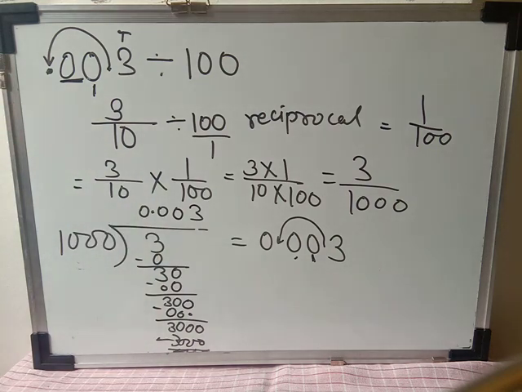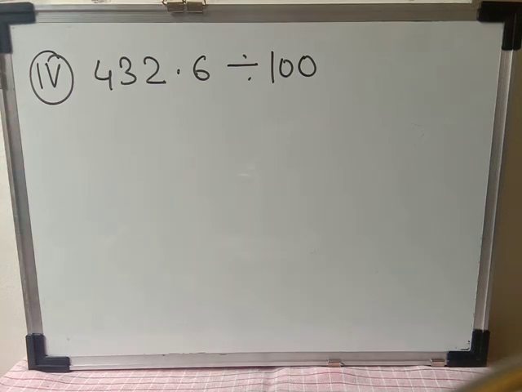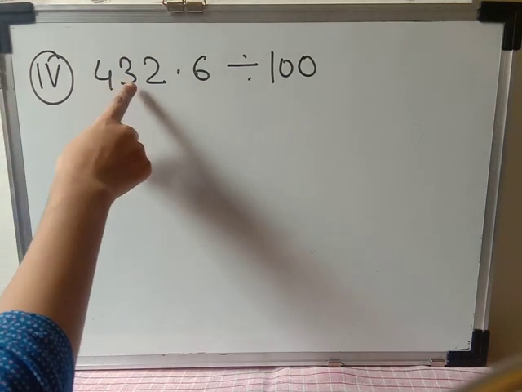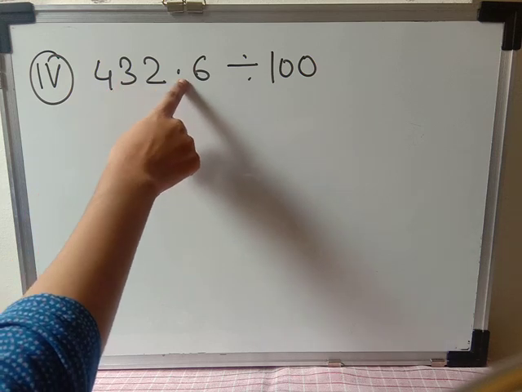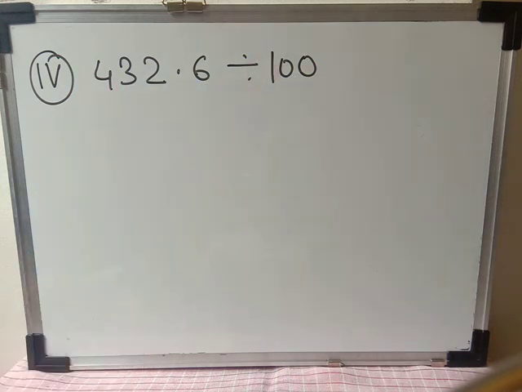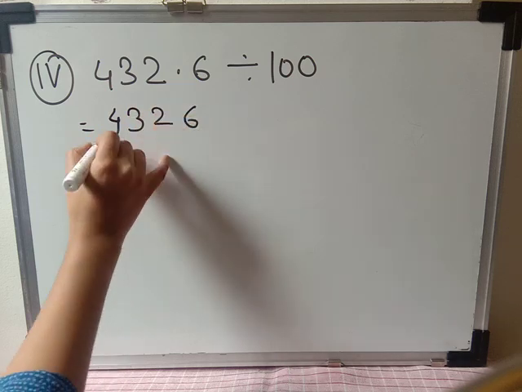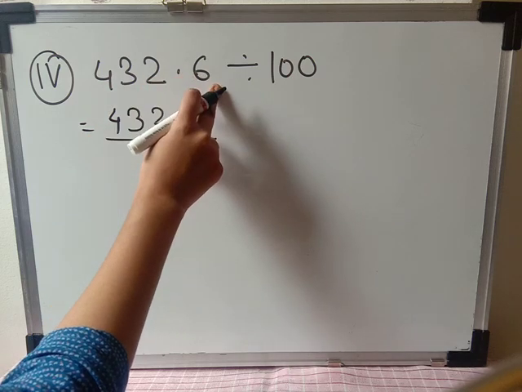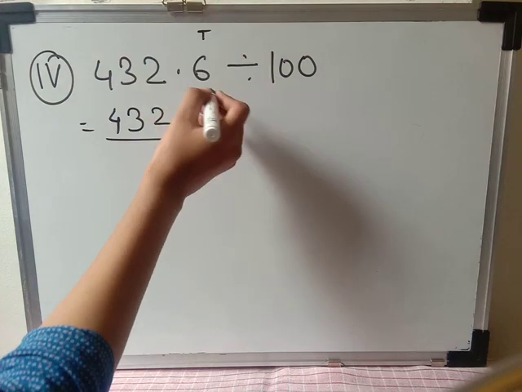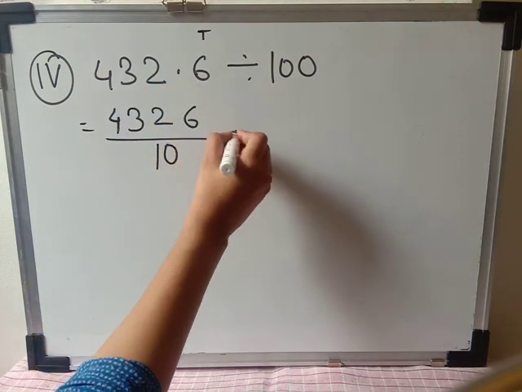Okay, let's see the third example. Here also 8 examples are there. I'm going to solve some of them and the rest you have to solve as homework. So I'm going to solve the fourth example here. The example is 432.6 divided by 100. I am going to remove this decimal, so here will come 4326. After the decimal, how many places are there? That is only 1, so that is 10. So 4326 upon 10 divided by 100.